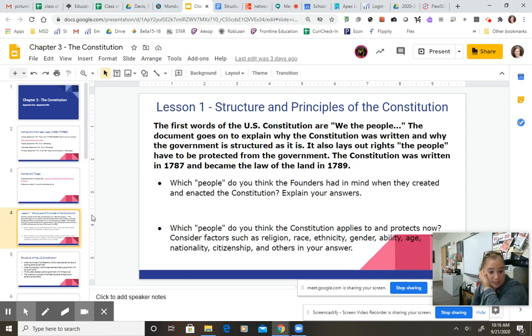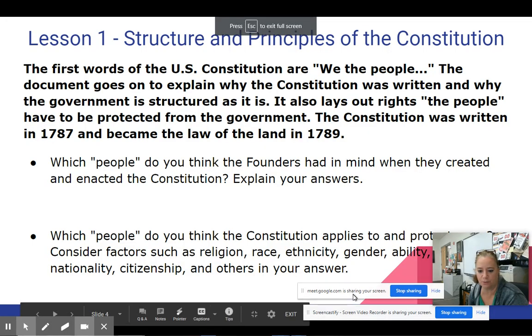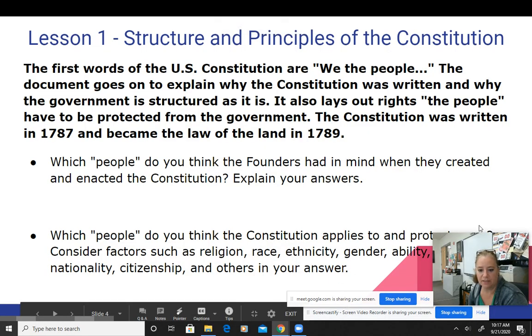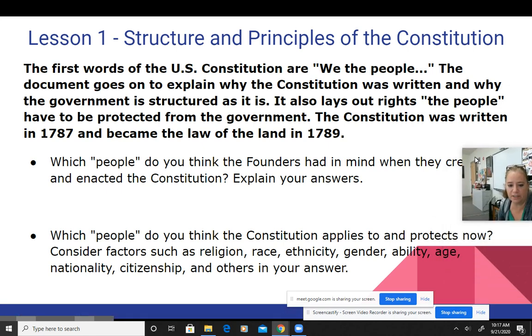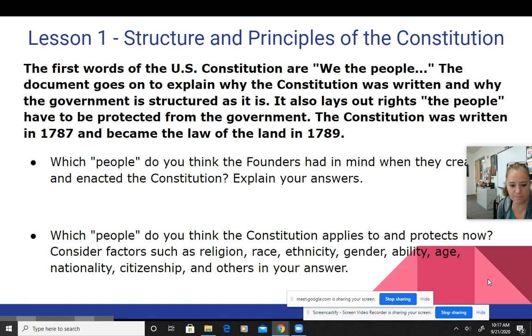Yeah, so originally, the Constitution was white males that had the rights that were in the Constitution. Which people do you think the Constitution applies to and protects now? Does anybody want to? What's that? Everyone. Everyone. It should protect everyone.